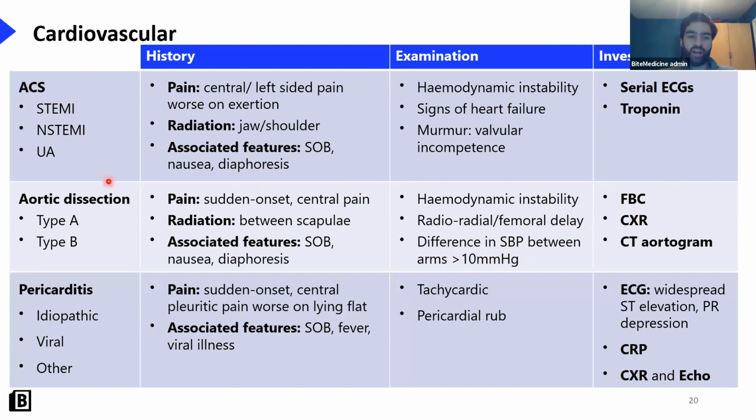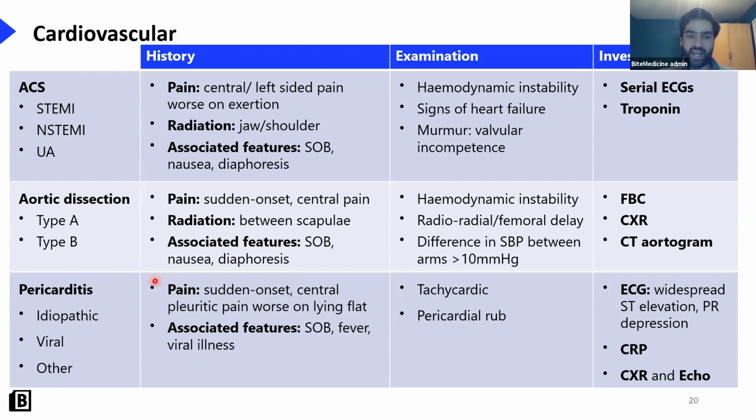And pericarditis can either be idiopathic or viral, which are the most common causes. And then you have some other rarer causes like rheumatological problems, like lupus, for example, or rheumatoid arthritis, can also cause pericarditis. Again, it's pleuritic pain, it's sudden onset central pleuritic pain, and it's usually worse when patients lie flat, and it's improved when patients sit forward.